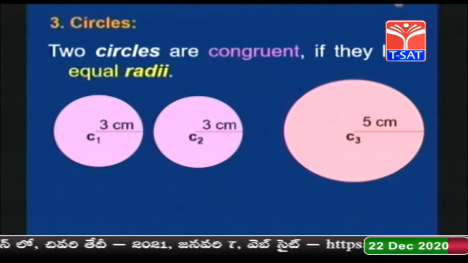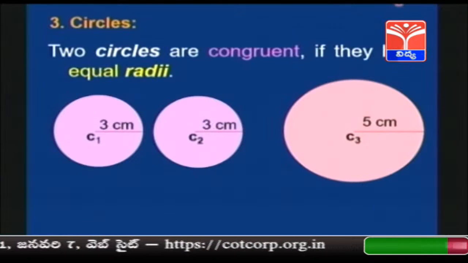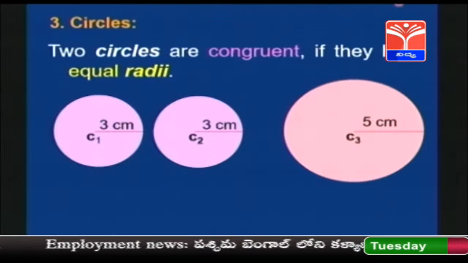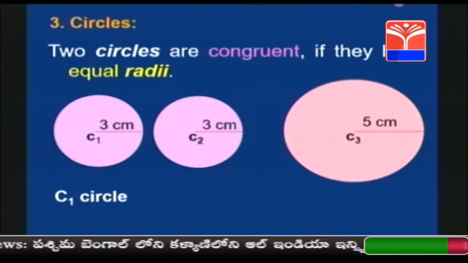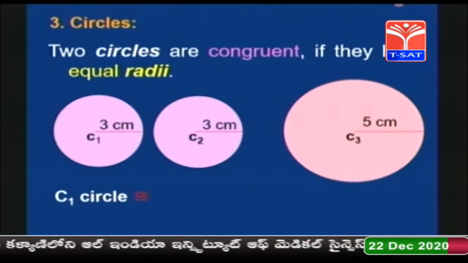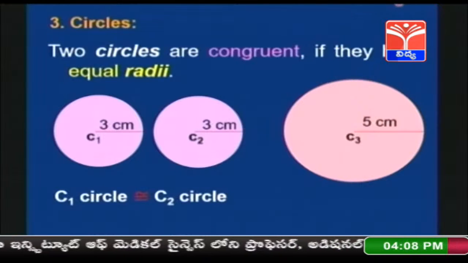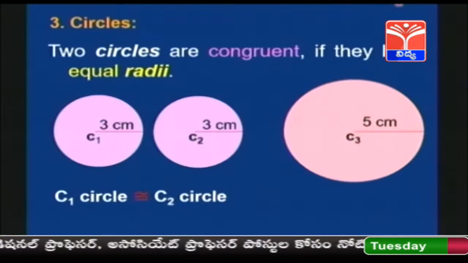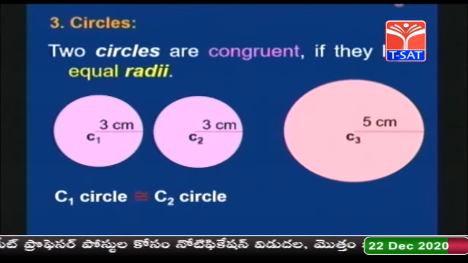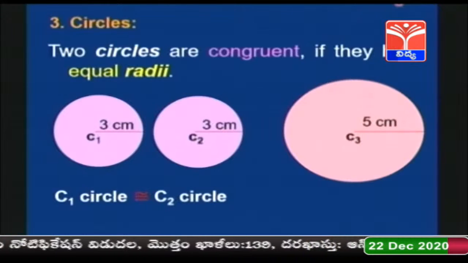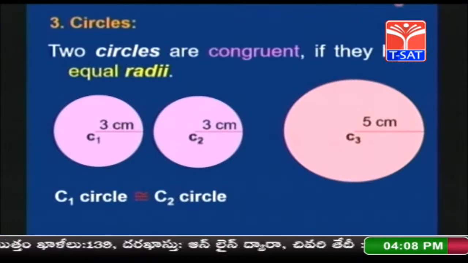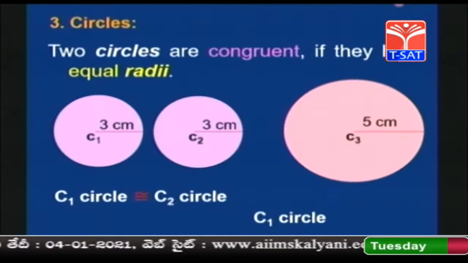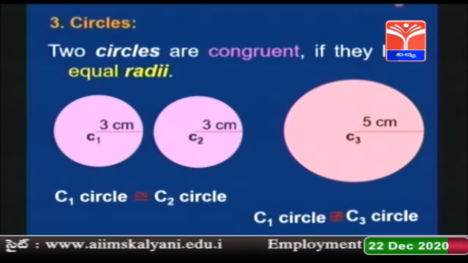Now in the same way, students, identify the congruent circles. Yes, C1 and C2, the two circles of equal radii, hence they are congruent, and we denote it like this: circle C1 is congruent to circle C2, because they have equal radii. Now what is the relation between the C1 and C3 circles? Are they congruent? No, because they have different radii. C1 has a radius of 3 centimeters and C3 has a radius of 5 centimeters. So they have different radii, they are not congruent. So circle C1 is not congruent to circle C3.